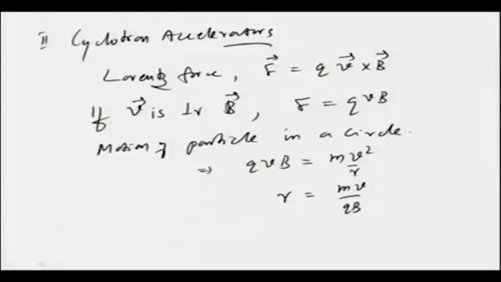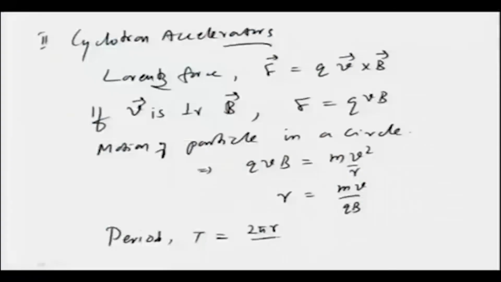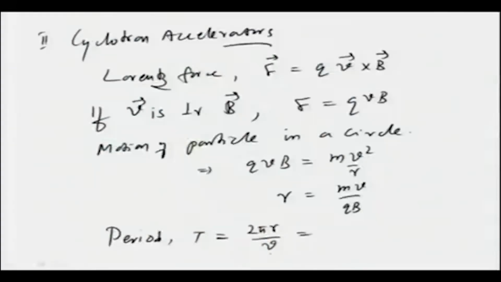It is a circular motion, and what is the period of this circular motion? 2 pi r is the distance that it will cover once it moves around in a complete circle. That divided by v will give you the time taken, the period, capital T. If I put the expression for r in terms of m v and q B, T is equal to 2 pi m divided by q B. v and v cancel, and then T is equal to 2 pi m over q B. Let us keep this in mind.